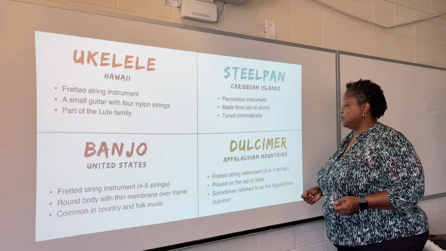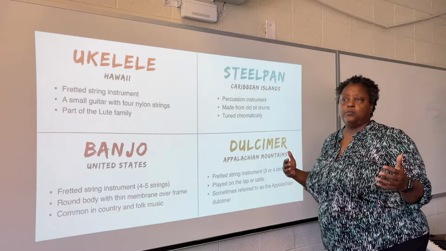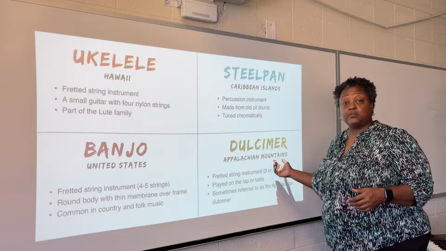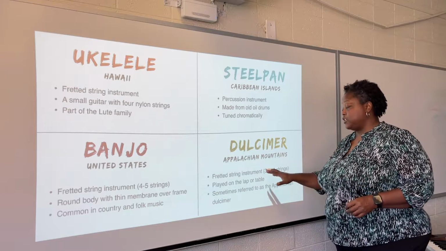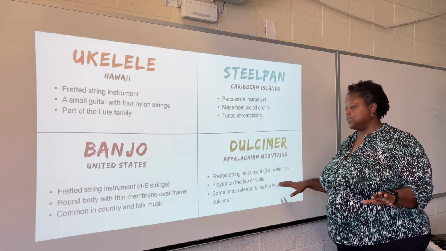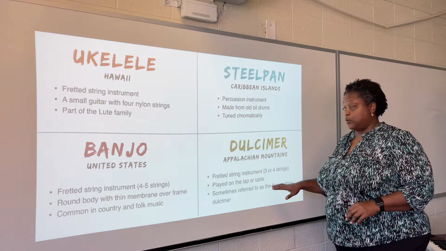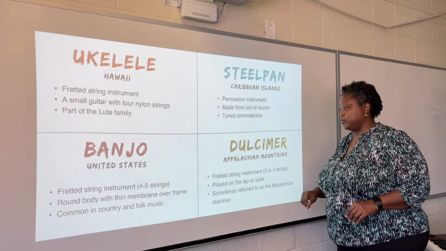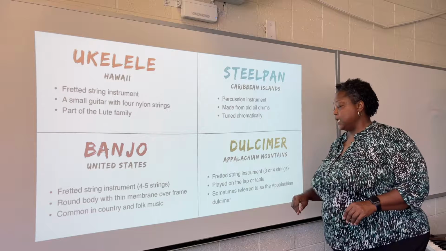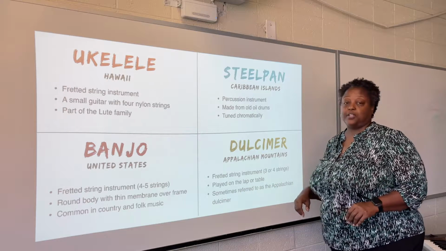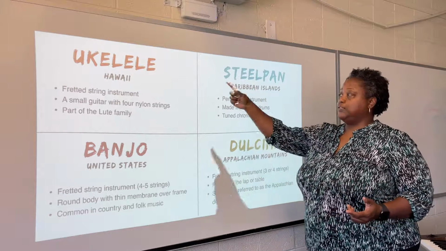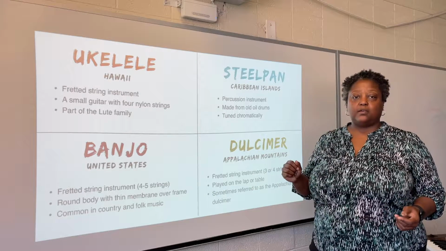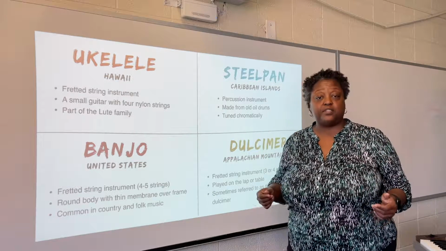And then the dulcimer, which we generally think of with the Appalachian Mountains, is another fretted string instrument. It has 3 or 4 strings. It's played on the lap or a table. I actually have a dulcimer back home in Chicago. And it's sometimes referred to as an Appalachian dulcimer. So you definitely want to know these names as well, just in case you happen to see them on the exam.